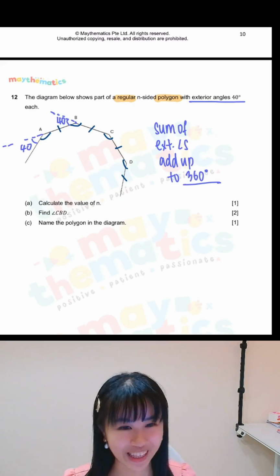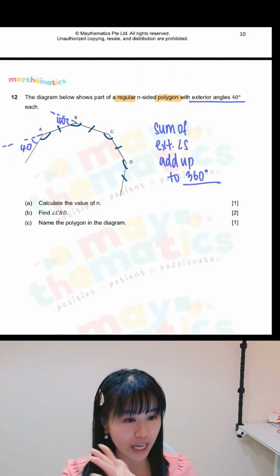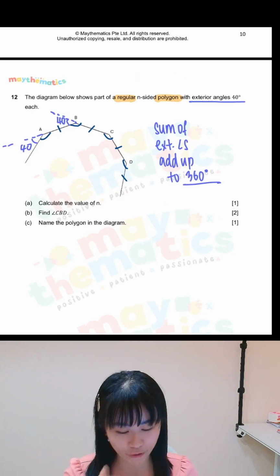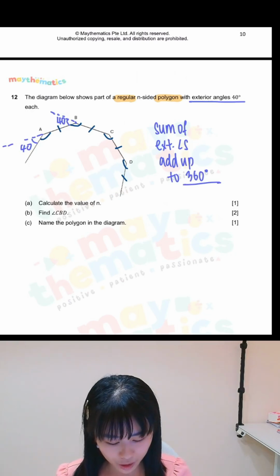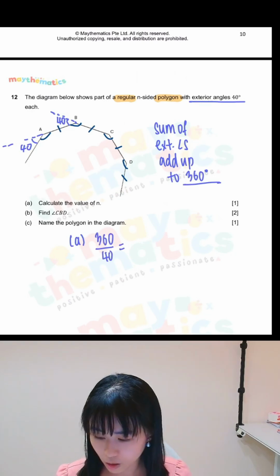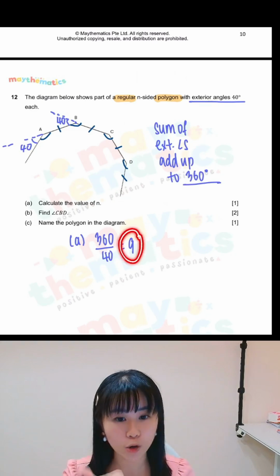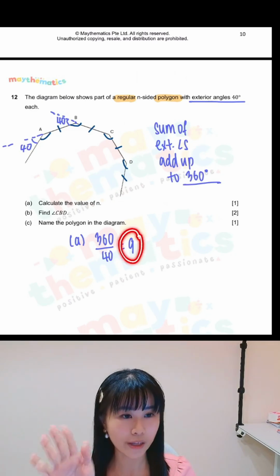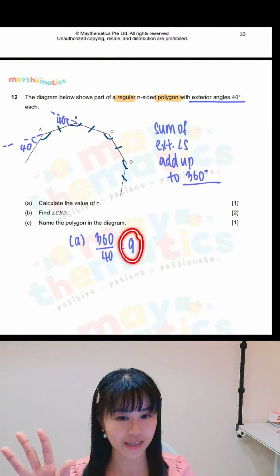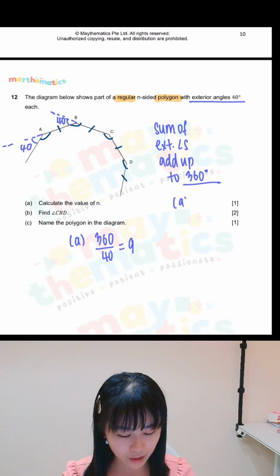So all the 40, 40, 40 add up to 360. How many exterior angles are there? Very good, Kristen: 360 divided by 40. You get 9. If you have 9 exterior angles, you have 9 interior angles. If you have 9 interior angles, you have 9 sides. As simple as that. So your value of n for part A is 9.